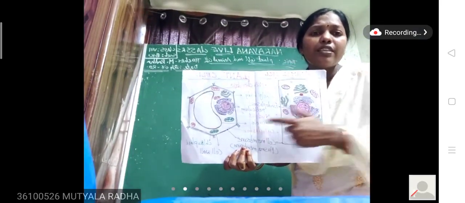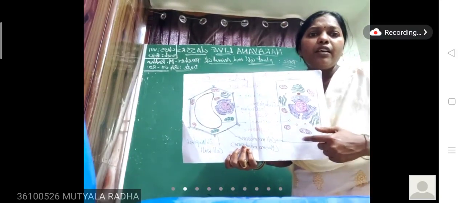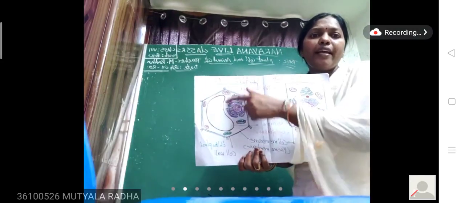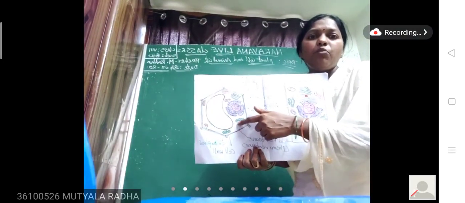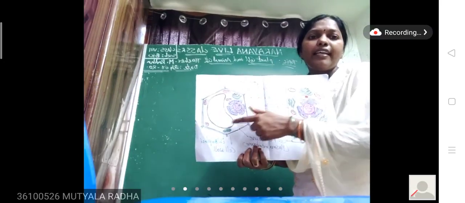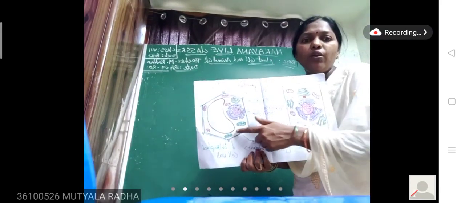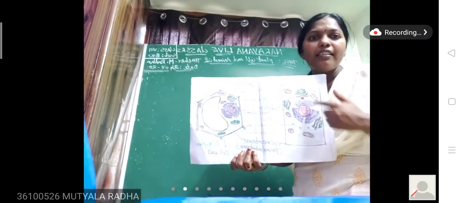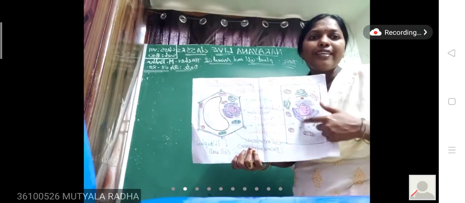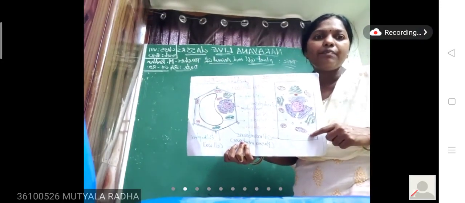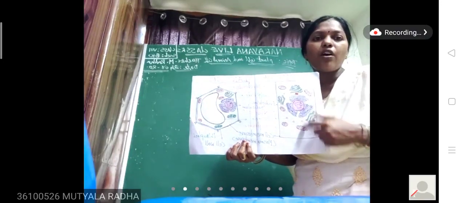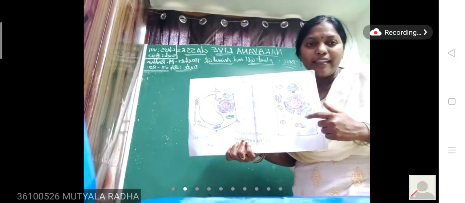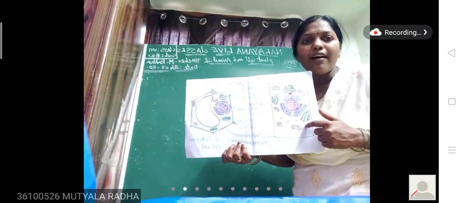Next, observe the structure clearly between them. Here, one big structure is present in the cell. So more space is occupied in the cell. That is the vacuole. The vacuole occupies more space in the plant cell. But in the animal cell, a large vacuole is not there, so that much space is not occupied by the vacuole. Maybe vacuoles are absent in the animal cell.